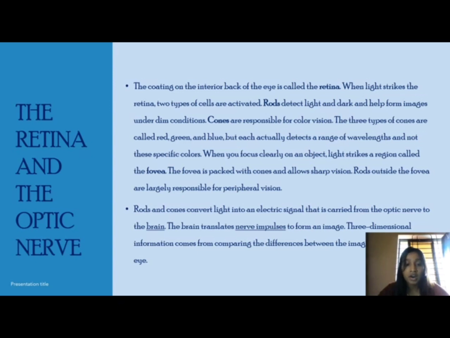Rods and cones convert light into electrical signals that are carried by the optic nerve to the brain. The brain translates nerve impulses to form an image. Three-dimensional information comes from comparing the difference between the images formed by the two eyes.